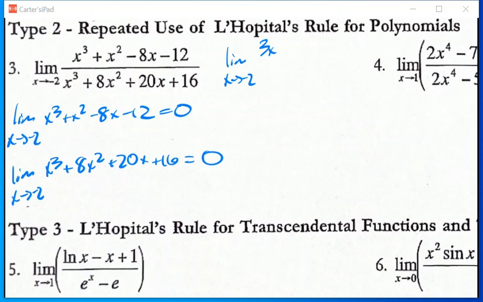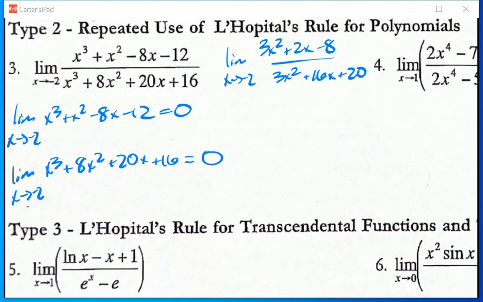So we do the derivative. 3x squared plus 2x minus 8 over 3x squared plus 16x plus 20. Plug negative 2 into that. 12 minus 4 minus 8, that's 0. 12 minus 16 plus 20. That's 0, right? Let me make sure my math is good. Does the bottom equal 0 when we plug negative 2 in? Okay.